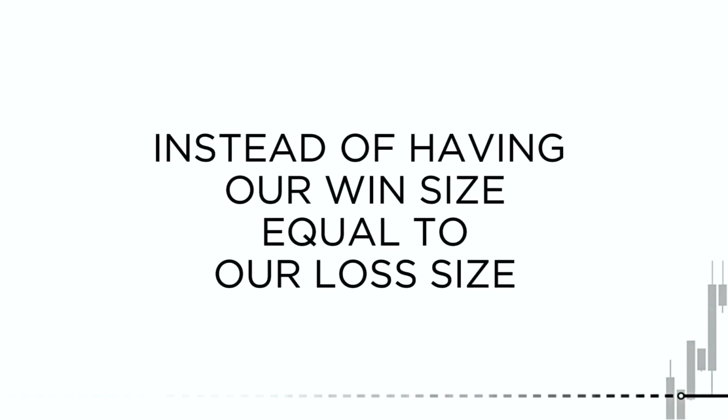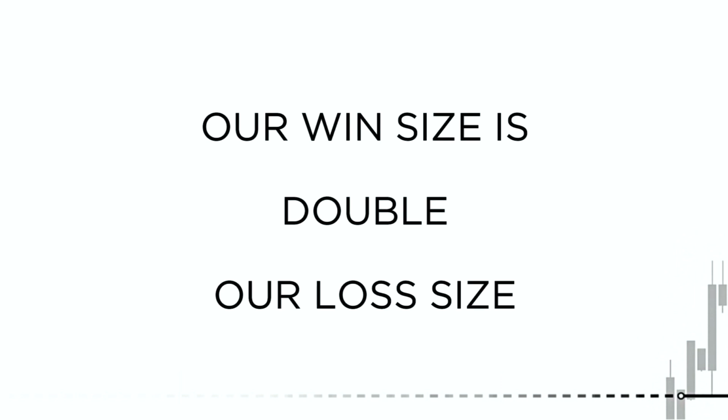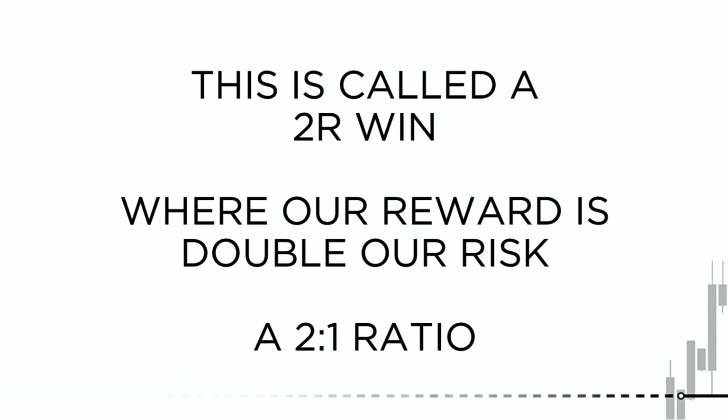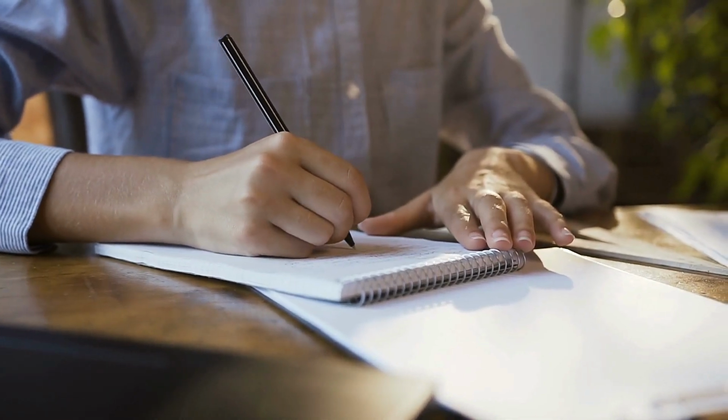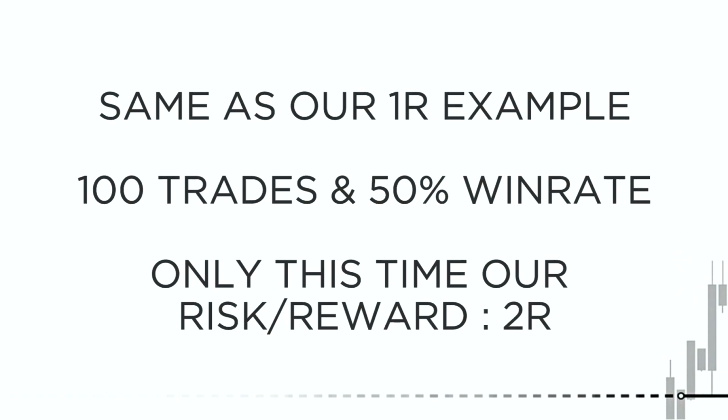So let me explain. Let's say that instead of having a win that is of equal size to our loss, the win is twice the size. So we would refer to this as a 2R win. Distance to the profit is going to be double the distance to our stop loss. Now let's keep the same example as we had previously. We're going to use 100 trades and we're going to look at a win rate of 50%. And hopefully you'll be able to quickly see where the differences are when we step this R value up.